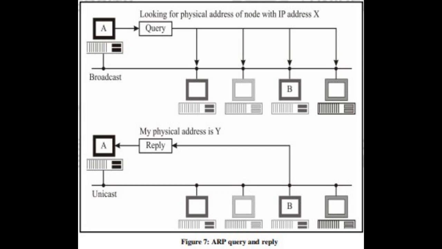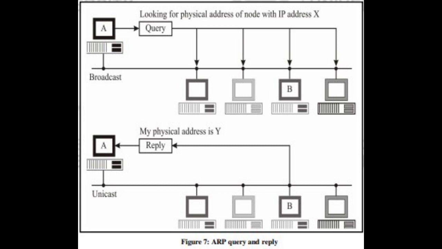The physical address corresponding to an IP address is resolved by using Address Resolution Protocol, ARP. ARP maps given IP address to a physical address as shown in the figure 6. It takes host's IP address as input and gives its physical address as output. ARP assumes that every host knows its IP address and physical address.